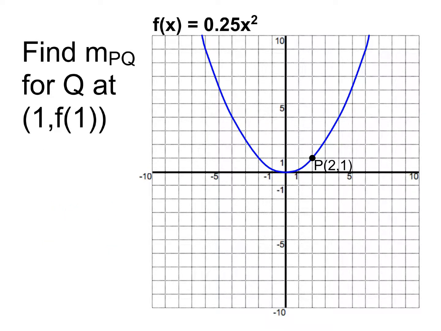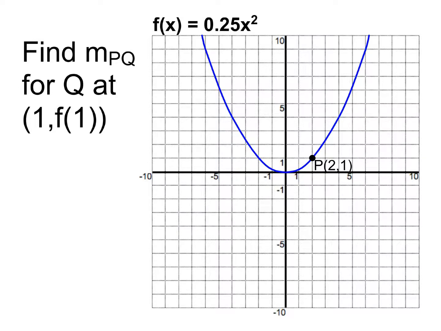Please find m sub pq for this q. And of course start by writing down the original problem, and then we'll put the work that goes with it. This is actually the same process, but processing it through using a slightly different notation. But it is a notation you know. So this problem, it says q is at 1 comma f of 1.